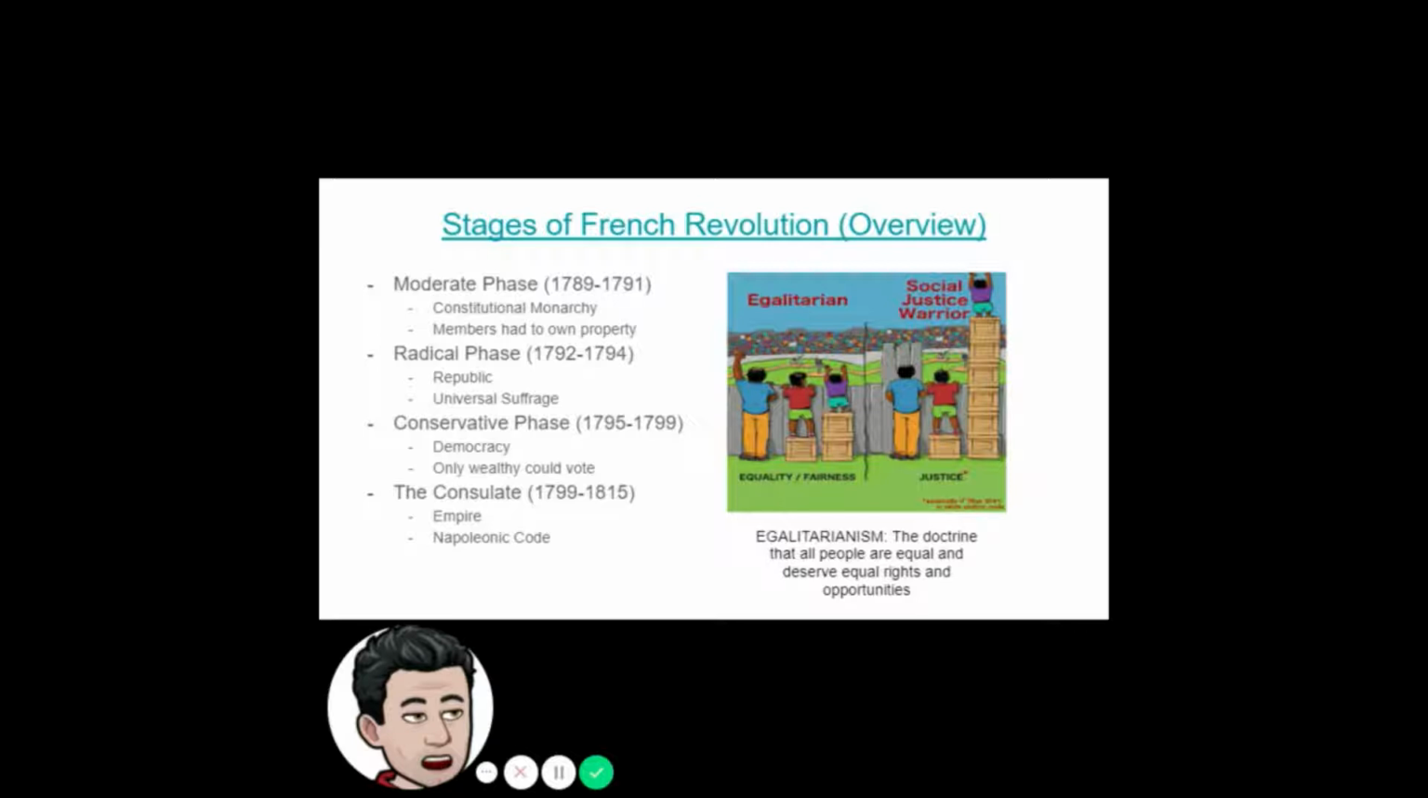Now on the right, you see that I have a little picture because I really want to ask the question, and the term that you guys should know is egalitarianism. This is the idea that people are equal and deserve equal rights. And I talk about this a lot. I used to talk about it when I taught U.S. history.